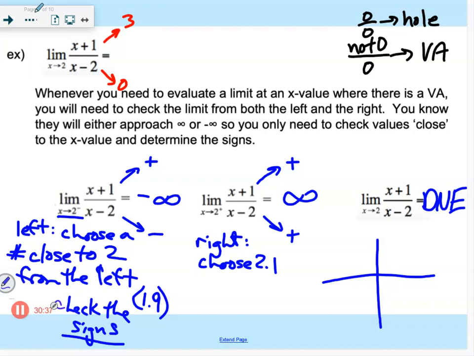So for this problem, let's just take a quick peek at what this looks like. Let's see how good your algebra is. There's a horizontal asymptote for this function. Where's it at? That's y equals 1, because the degree top and bottom is the same, and it's the quotient of the leading coefficients. So we have a horizontal asymptote at y equals 1.